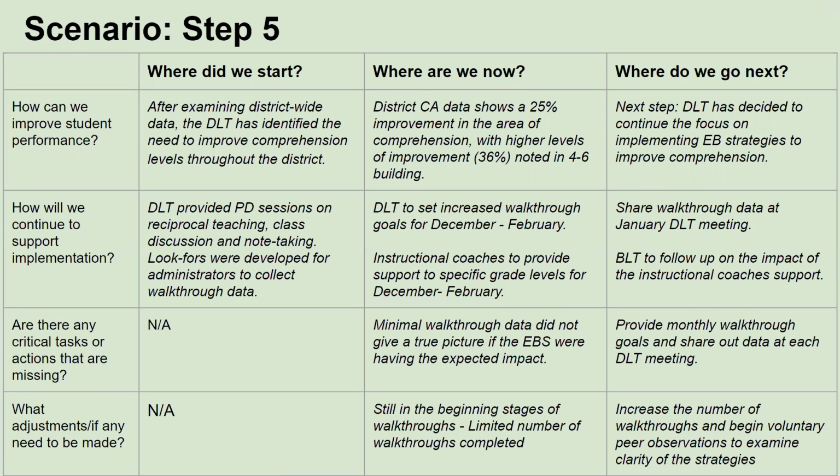Let's consider this question. How can we improve student performance? Where did we start? After examining district-wide data, the DLT has identified the need to improve comprehension levels throughout the district. Where are we now? The district common assessment data shows a 25% improvement in the area of comprehension, with higher levels of improvement at 36% noted in the intermediate building. Where do we go next? The next step is the DLT has decided to continue the focus of implementing evidence-based strategies to improve comprehension.